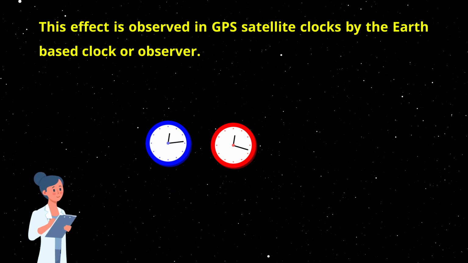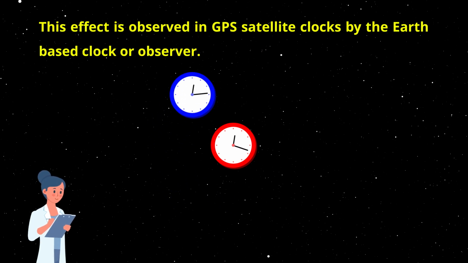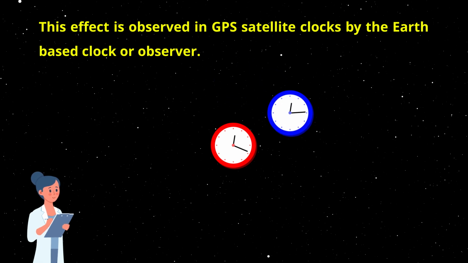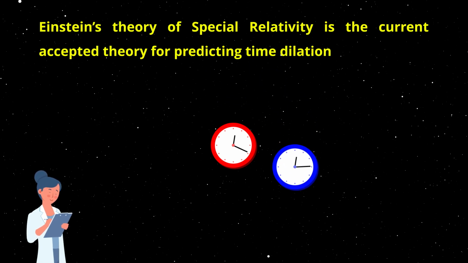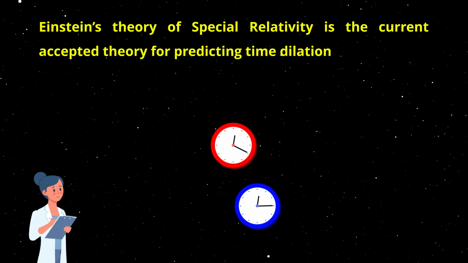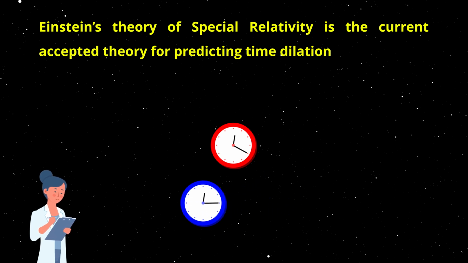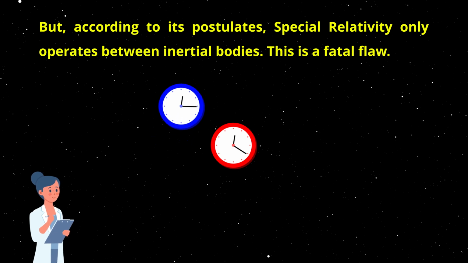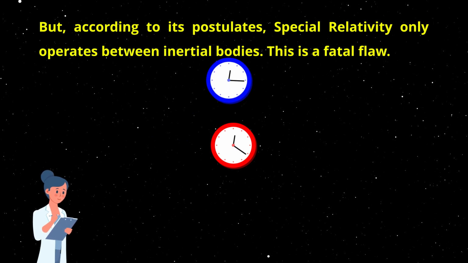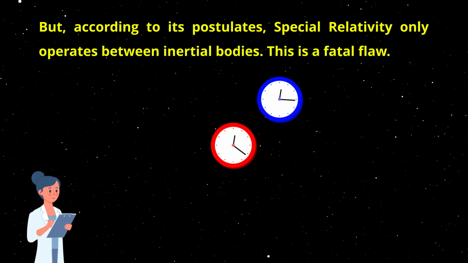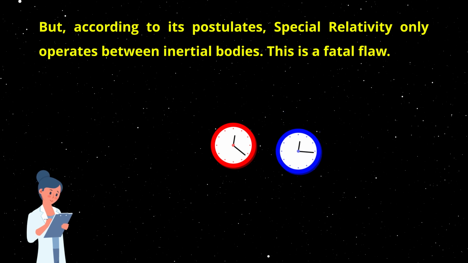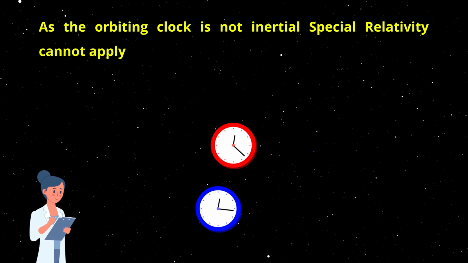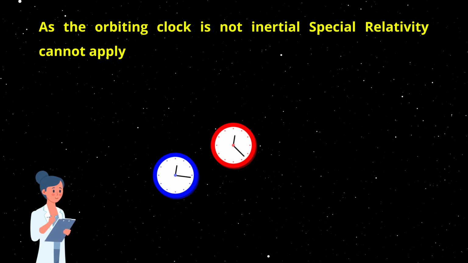This effect is observed in GPS satellite clocks by the Earth-based clock or observer. Einstein's theory of special relativity is the current accepted theory for predicting time dilation. But, according to its postulates, special relativity only operates between inertial bodies. This is a fatal flaw. As the orbiting clock is not inertial, special relativity cannot apply.